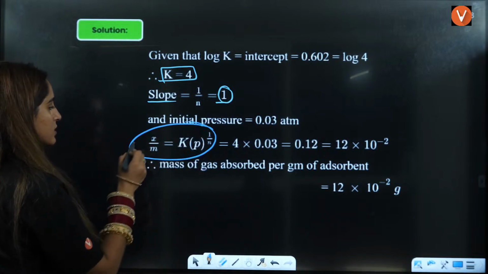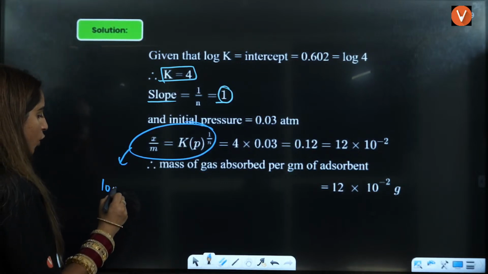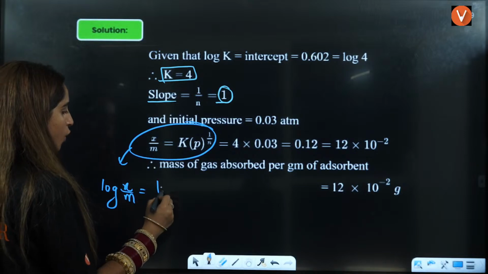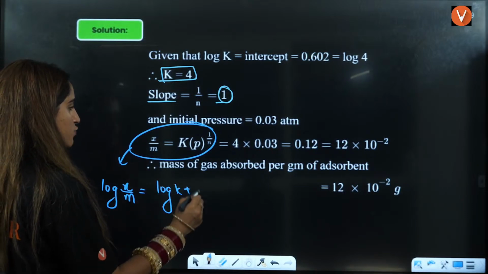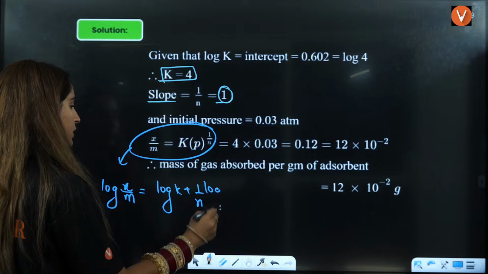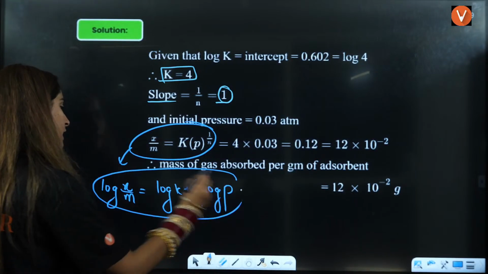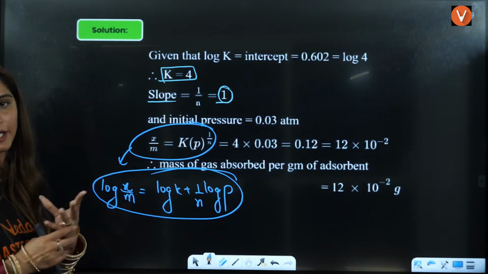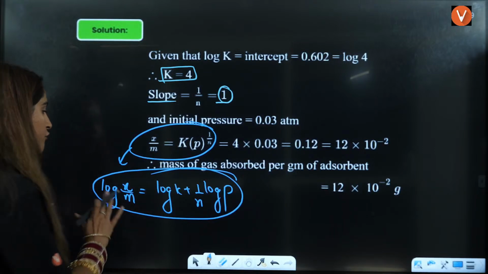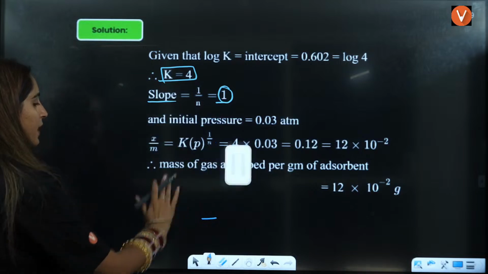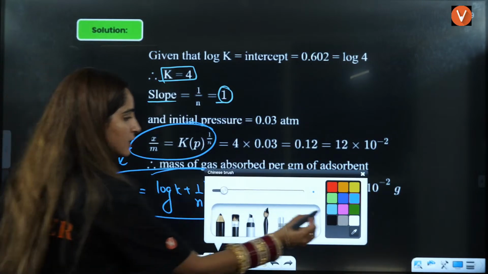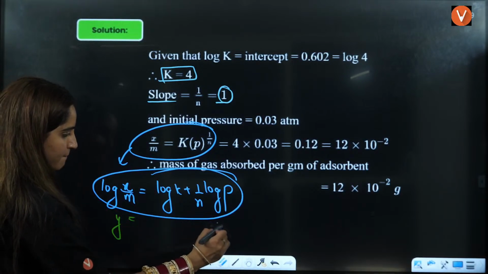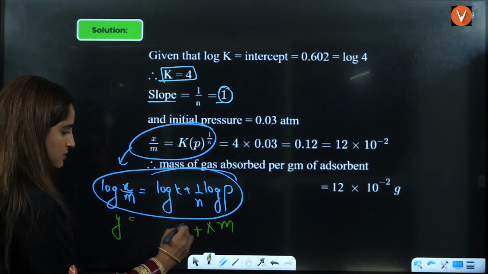So from this formula, this will be log x by m, that is log of k plus 1 by n log of p. From this formula, if you take the log now, this is the formula that you will get. If we compare this with the straight line, y is equal to mx plus c, this is m, this is x, this is c.